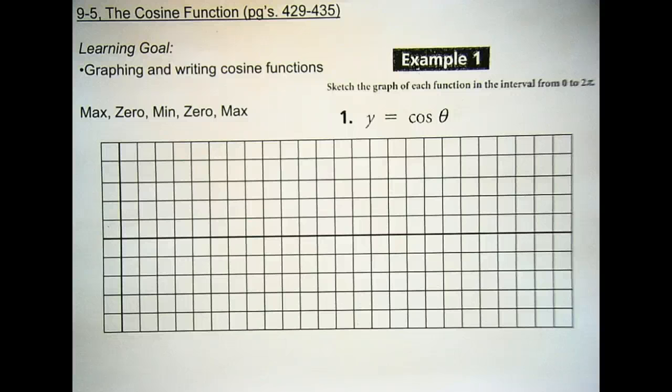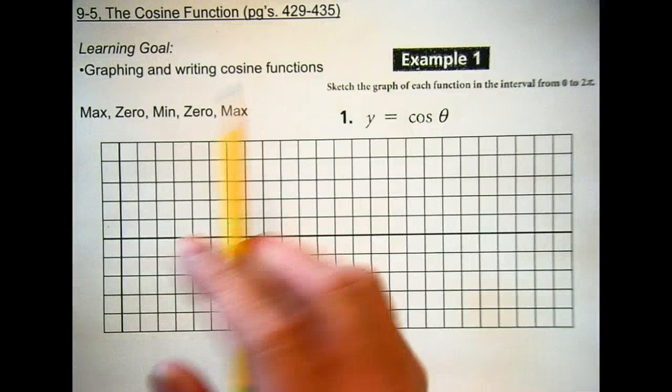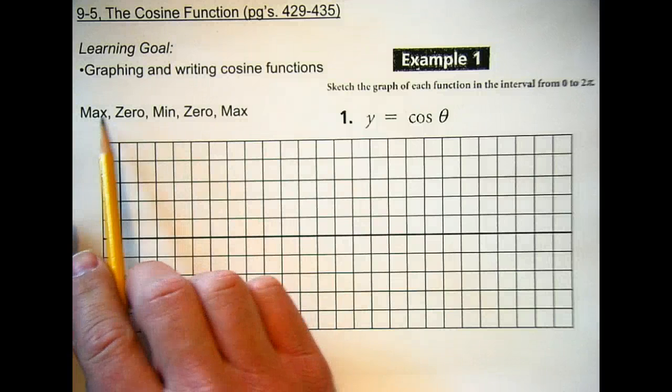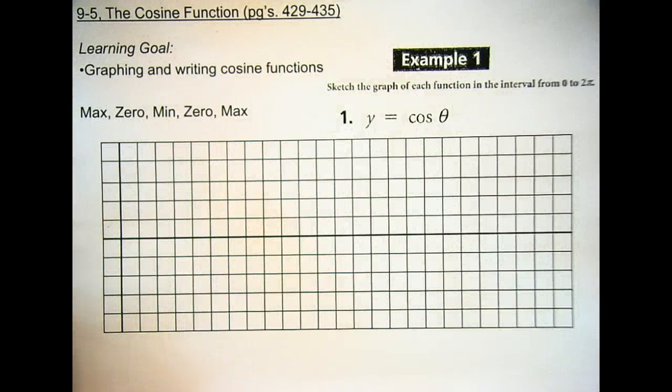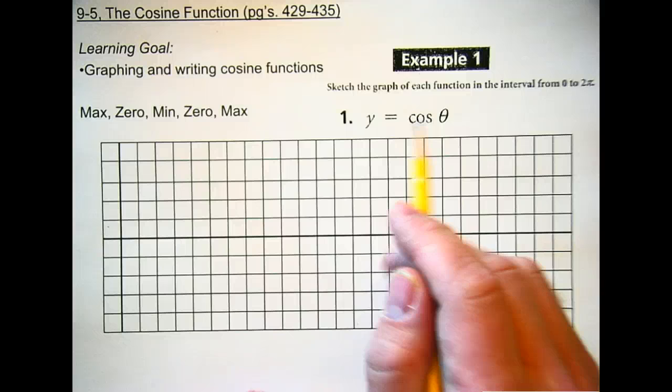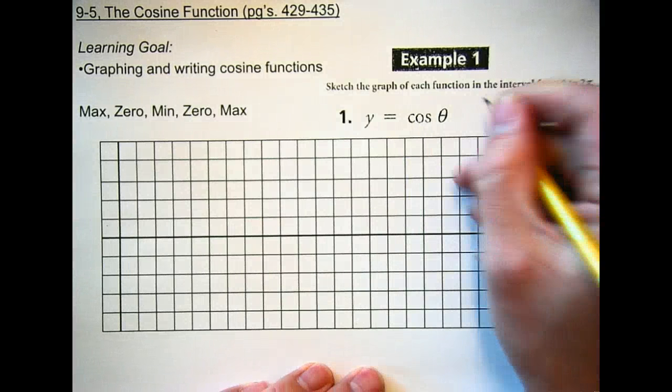So, max, good. 0, min, 0, max. Yep, so rather than 0, max, 0, min, 0, we're going to have max, 0, min, 0, max. Okay? So when I'm graphing this, we still want to know what A and B are.